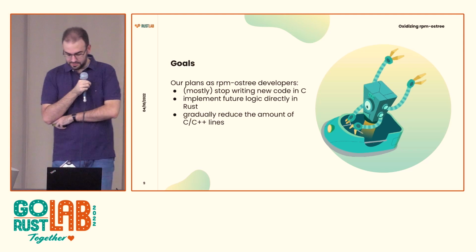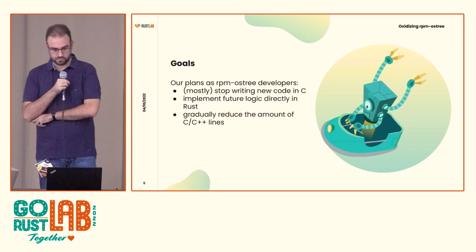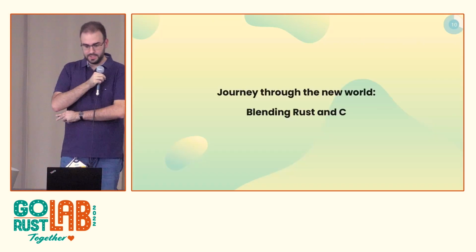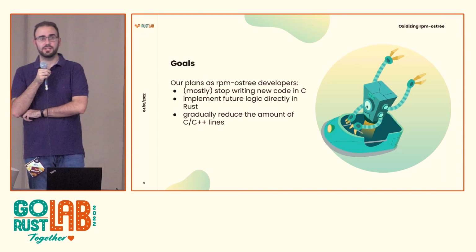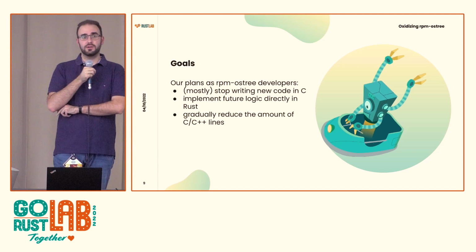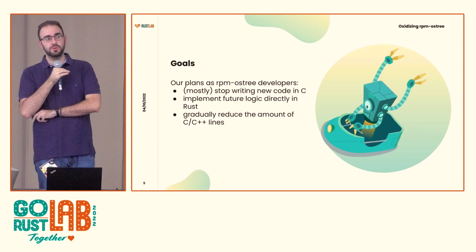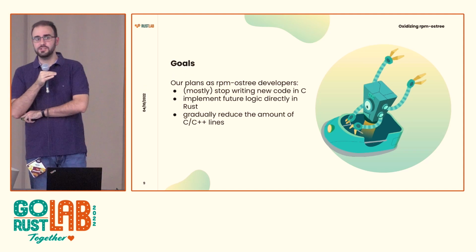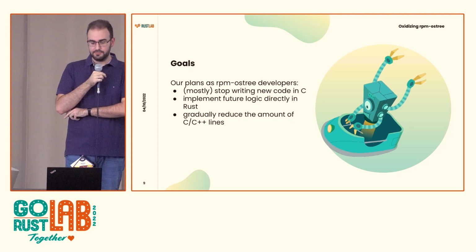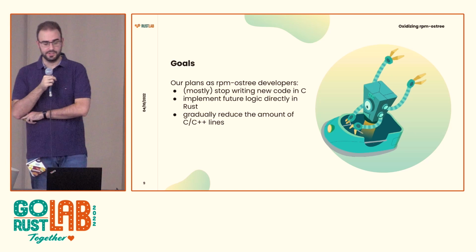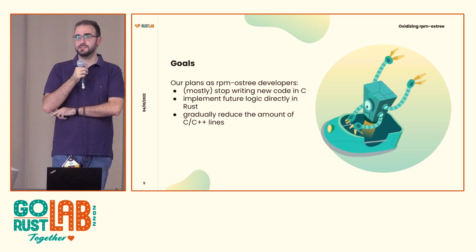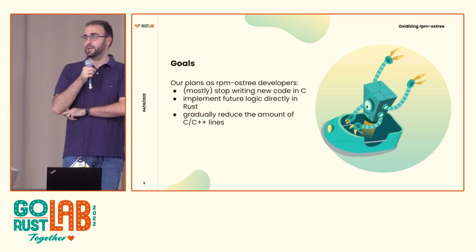And again, we didn't want to rewrite everything in Rust right now. I'm going to give you some numbers later. What we wanted is a gradual transition where we keep what we already have working, and on the side we start pushing in a different direction, which is more or less the whole idea behind RPM-ostree.